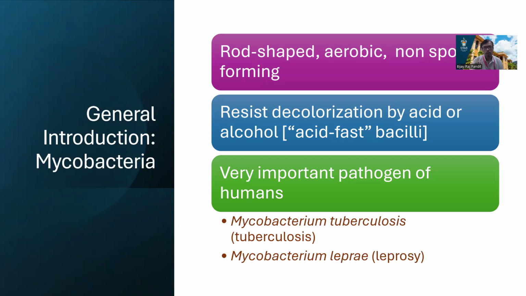Based upon this, the staining is done with the ZN stain, because when we use carbol fuchsin for the staining, it is not decolorized once it takes the stain. So it is known as acid-fast bacilli, because the decolorizer contains an acid alcohol composition. Very important pathogens of these mycobacteria are Mycobacterium tuberculosis, which causes tuberculosis, and Mycobacterium leprae, which causes leprosy.